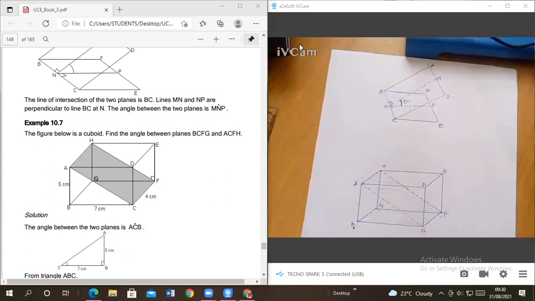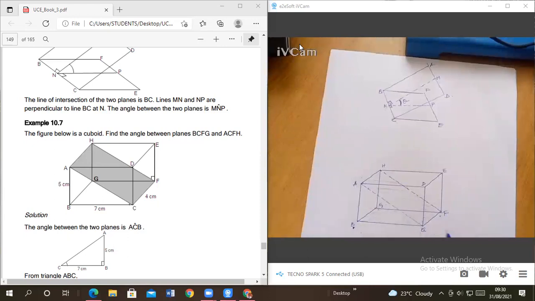Where do they meet? On which line do they meet? That's the question. On which line do the two planes meet? Yes, CF. So CF is the line in common for the two planes, A, C, F, H, and B, D, F, C.